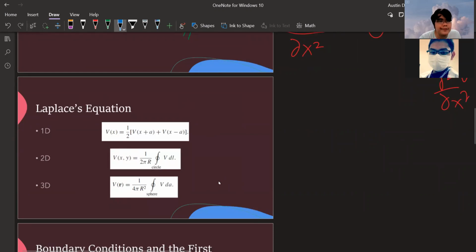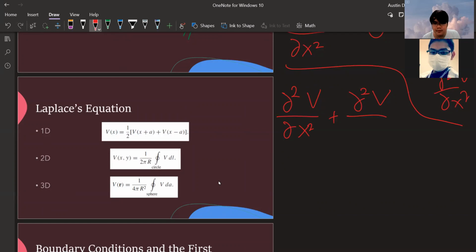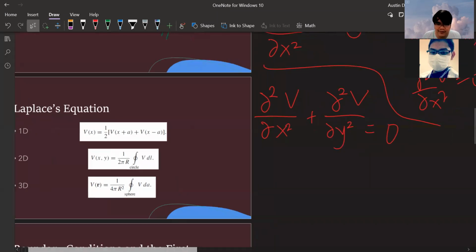Now, we consider naman yung two-dimensional. And that is the second derivative with respect to x squared plus the second derivative with respect to y squared, equal to 0 kasi Laplace equation pa rin to. Okay, ito, hindi natin siya muna isa-solve. Okay?